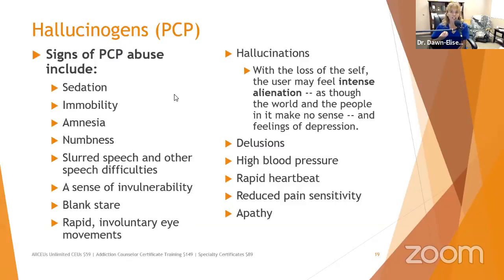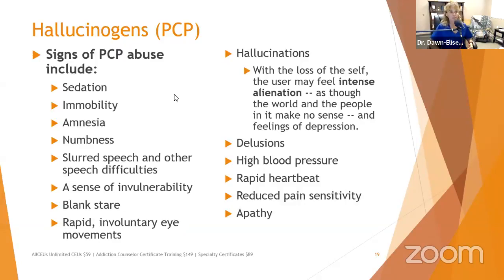With PCP, you can also experience hallucinations, hence the name hallucinogens. It's important to recognize that with the loss of the sense of self, they may feel intense alienation, as though the world and people in it make no sense, and experience feelings of depression. So if everything that they thought they knew doesn't seem to be the way it was, it gets really confusing. And some people find it cognitively stimulating, and other people, it totally freaks them out.